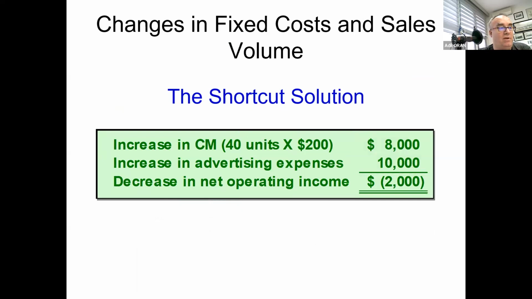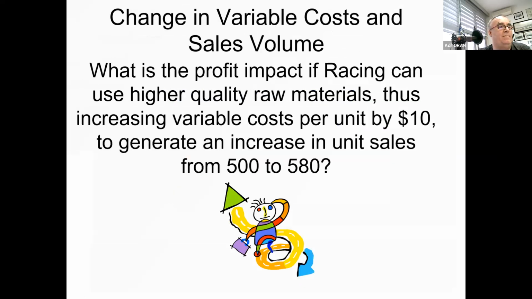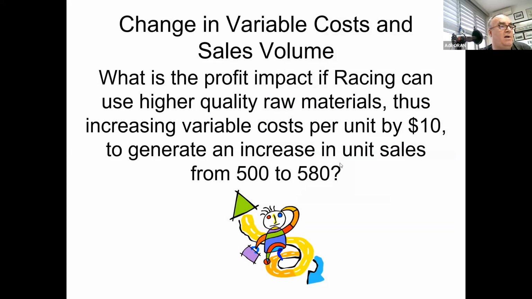And again, the shortcut would simply have been the contribution margin, 40 units at 200, 8,000 is created, but the cost is 10,000. So you're losing operating income of 2,000 by undertaking this decision. So don't do it. What else could happen? What if the company decides to use more high quality raw materials? And this would increase costs per unit by $10. So the 300 variable cost basically is going to go up to 310.